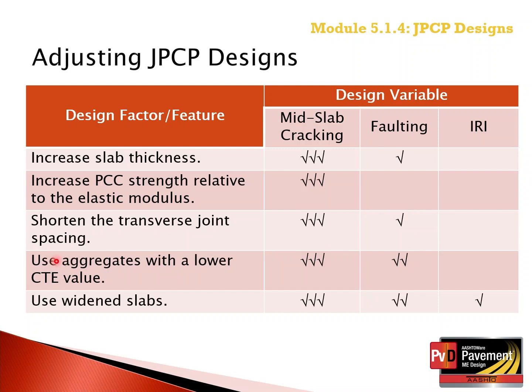A lower CTE value will significantly reduce mid-slab cracking and also have a moderate impact on reducing faulting. The use of widened slab significantly reduces mid-slab cracking and has a moderate reduction on faulting and a low impact on reducing IRI.